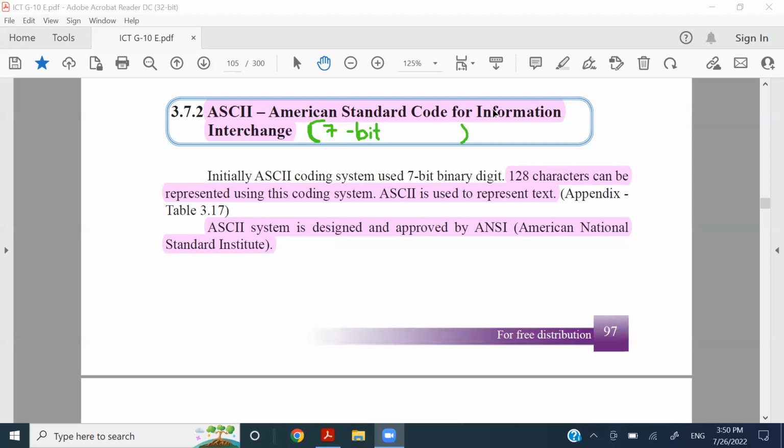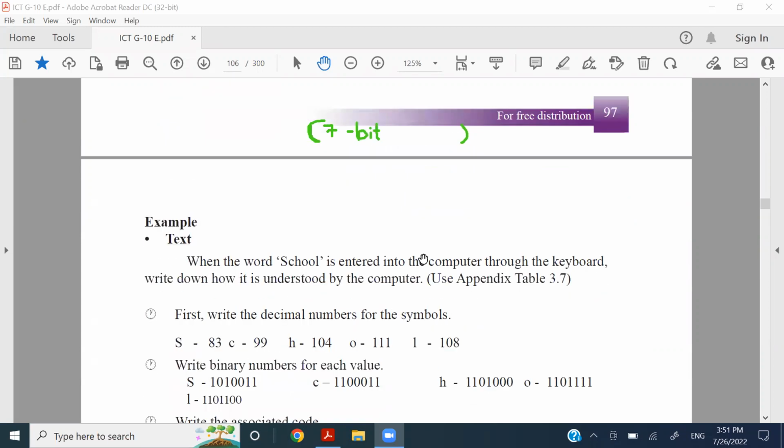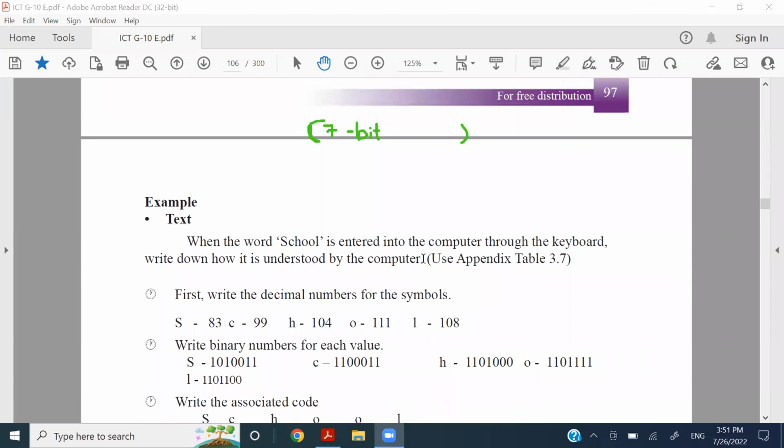Are we done, people? Yes, sir. Okay, anyone who is still writing? All right, so moving forward, you have to write this example, people, and I have to tell you something about this example as well.